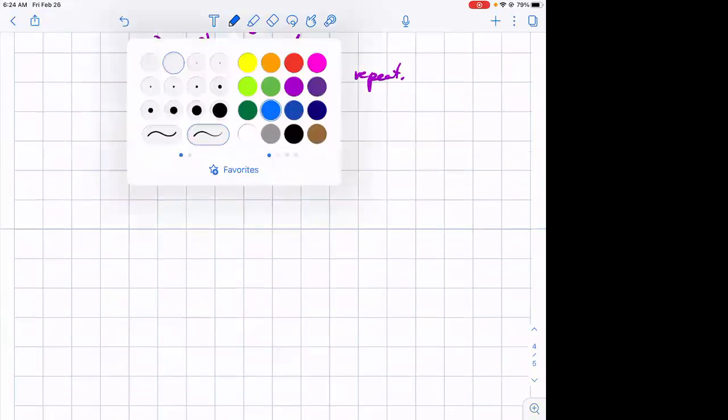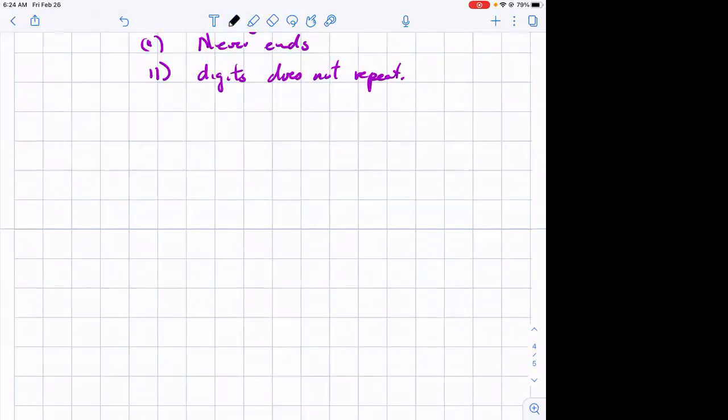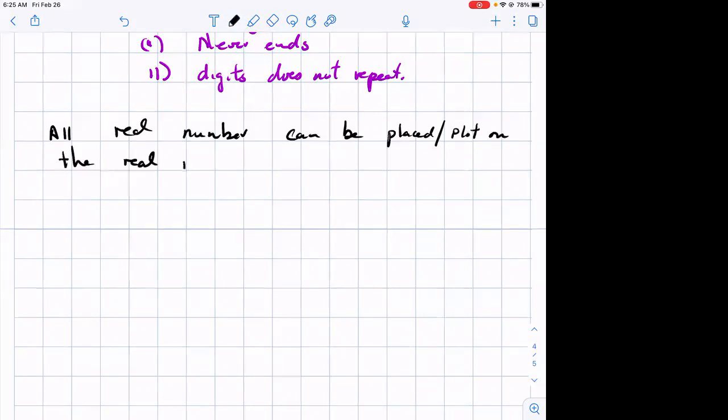So all numbers, or all real numbers, can be placed, or can be plotted, on the real number line. And usually we don't say real number line, we just say number line, right? Number line, okay? And what does that mean?